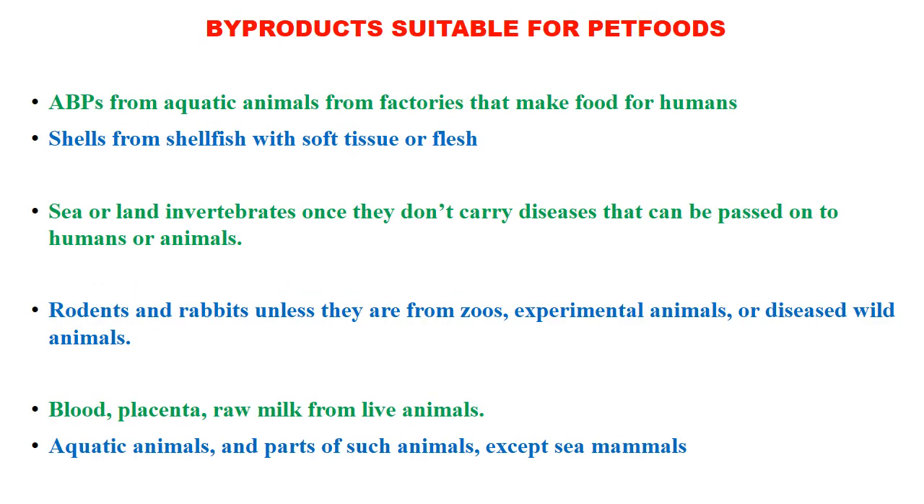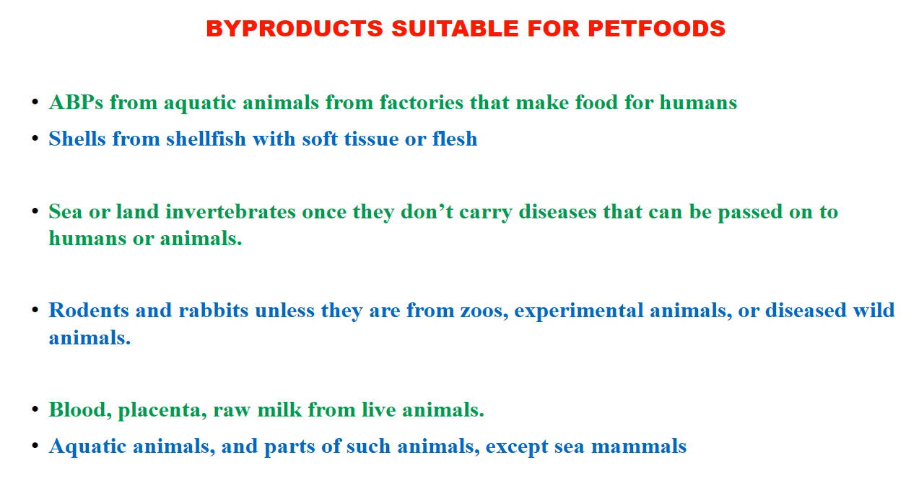This is in continuation of byproducts suitable for pet foods like animal byproducts from aquatic animals, from factories that make food for humans, that is the fish processing factories for human, then shells from shellfish with soft tissue or flesh, then sea or land invertebrates once they don't carry any disease that can be passed on to humans or animals, then rodents and rabbits unless they are from zoos, experimental animals, or diseased wild animals. So if they are from zoos or experimental animals or diseased wild animals, they are not suitable.